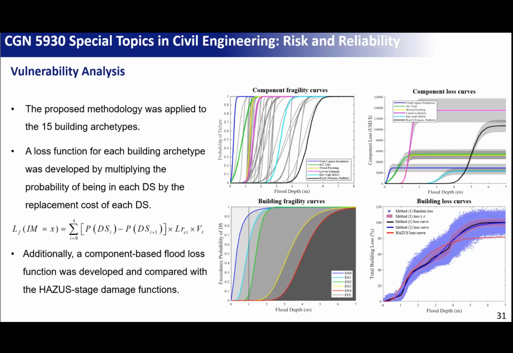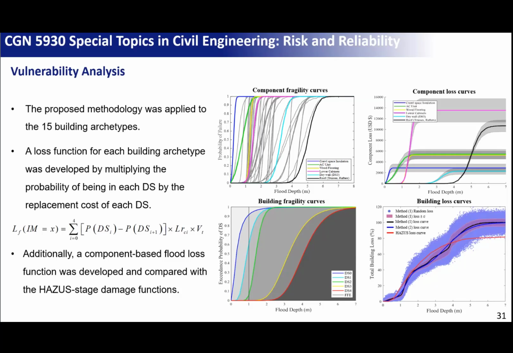And then as the flood depth increases, the probability of exceeding higher damage states will be much greater. For example, if a building is submerged with water at a 7 meter flood depth, damage state 4 is 100%. Your building will be completely damaged. Okay? And the second thing is to convert the building fragilities into loss functions.